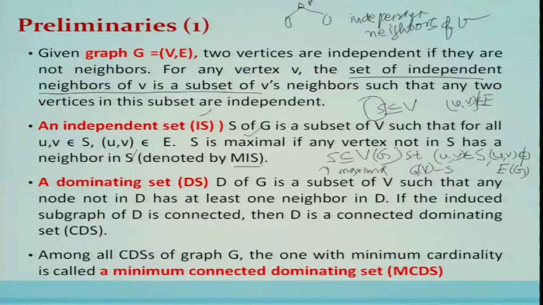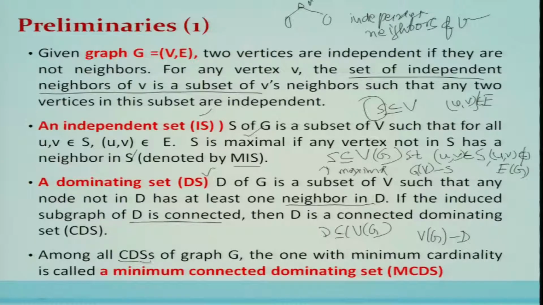So the dominating set D of G is a subset of vertices such that any node which is not in D has at least one neighbor in D. If the induced subgraph of D is connected, then D is a connected dominating set, otherwise D is a dominating set.